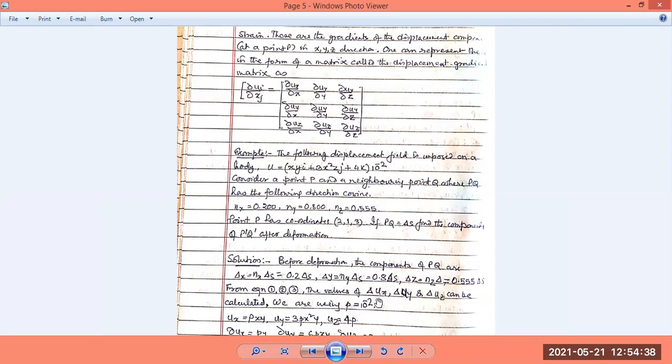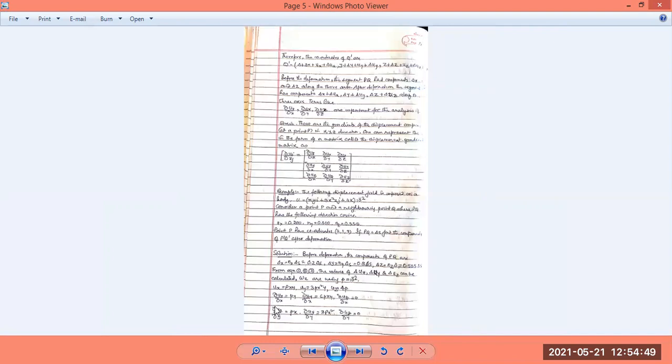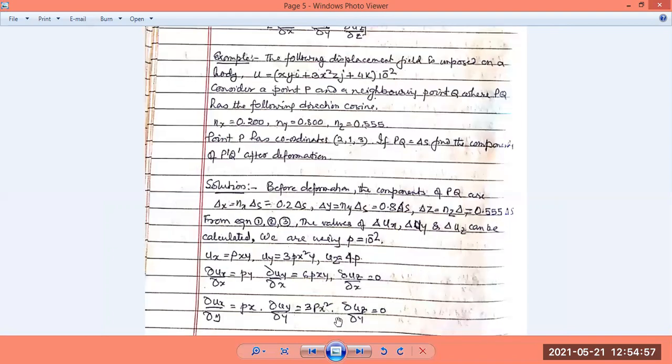From these, the values of delta ux, delta uy, and delta uz can be calculated. We are using 10 to the power minus 2. So delta ux by delta x, delta uy by delta x, and delta uz by delta y is equal to 0 itself.